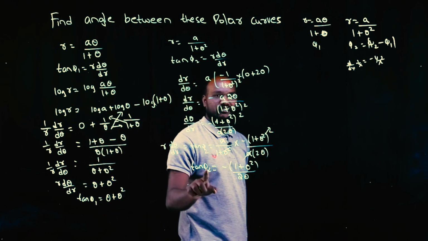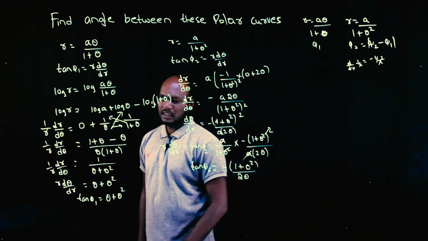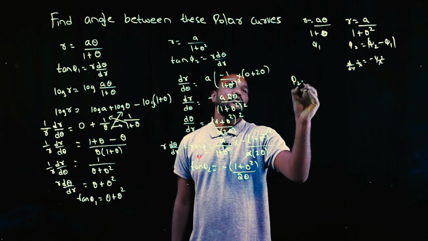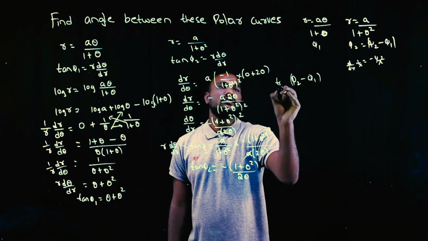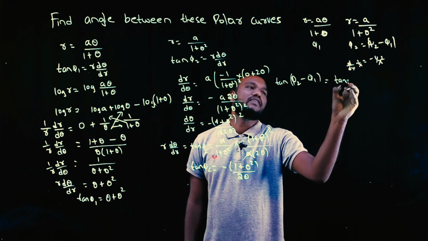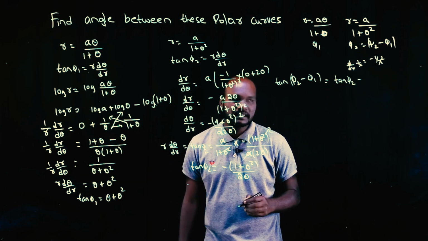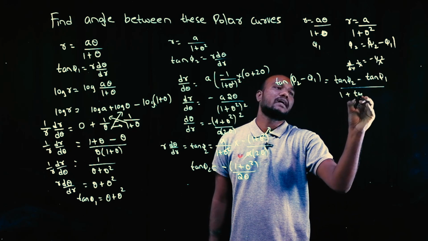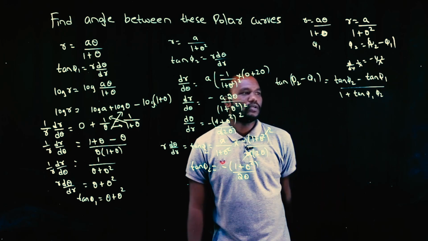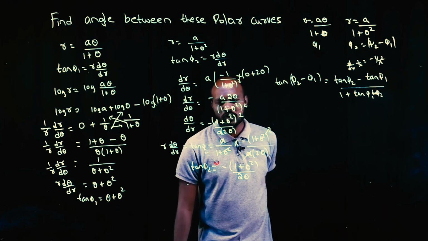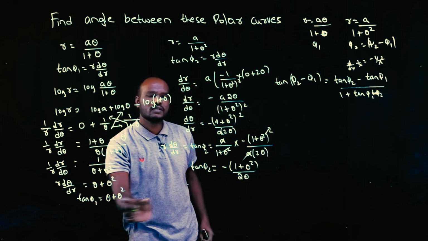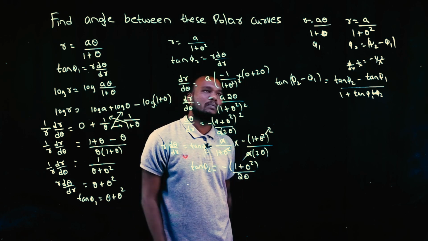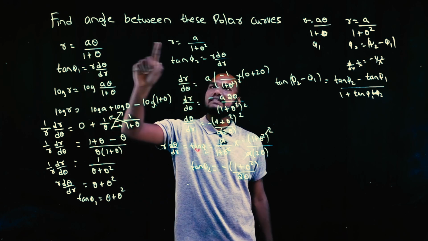This is the value of tan phi 2. Now if you need phi 2 minus phi 1, tan of phi 2 minus phi 1 is tan phi 2 minus tan phi 1 divided by 1 plus tan phi 1 tan phi 2. The problem is everything looks like so much clutter. If we just know the value of theta, this looks much better, right? So let's solve for theta first.